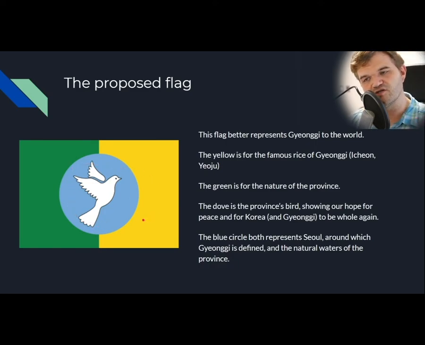So all of these meaningful symbols better represent who the people of Gyeonggi are and what is so special about this beautiful place. And that's why this is a better flag for Gyeonggi province than the disaster of the current one. Thank you.